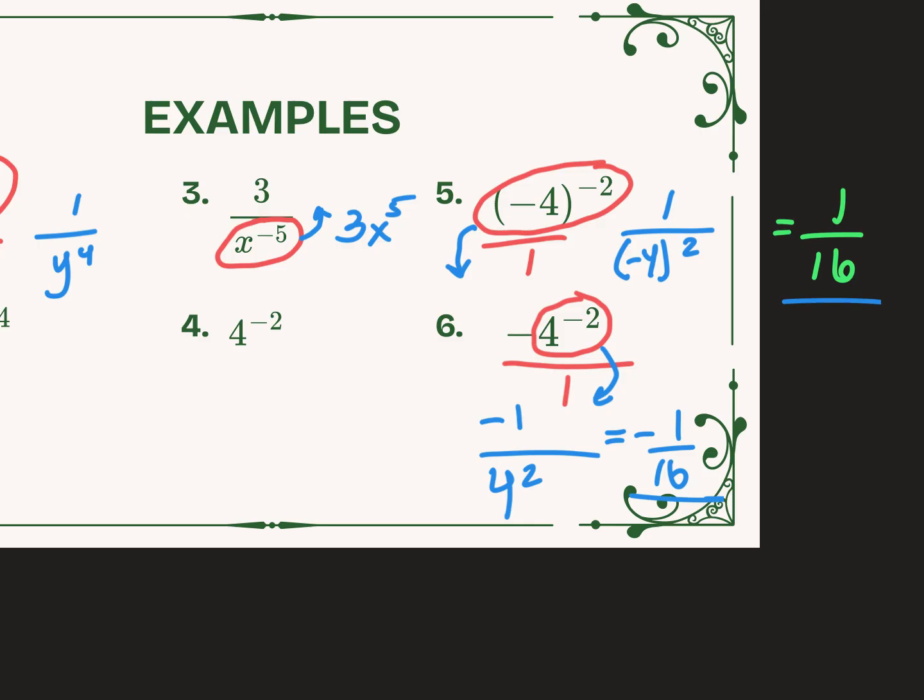All right, so then 4 becomes quite easy because we've already done something like that. Right, this is over 1. So how would I rewrite it? I need my exponent to become positive. How would I rewrite this?